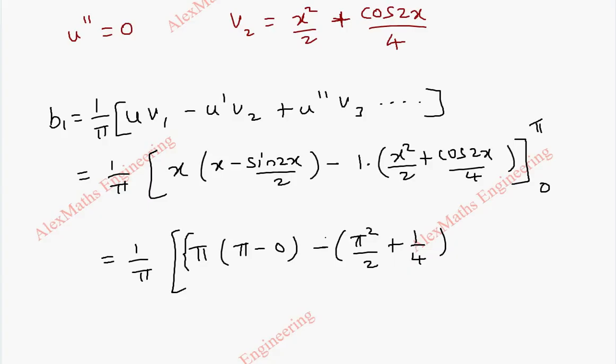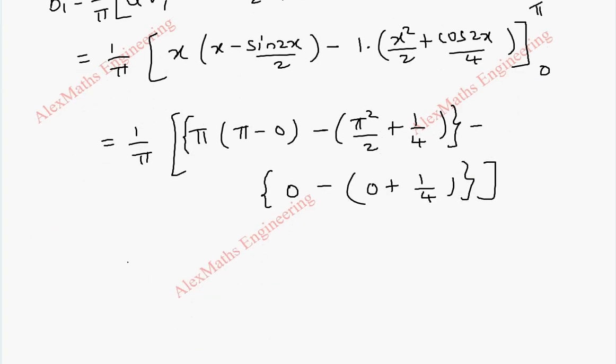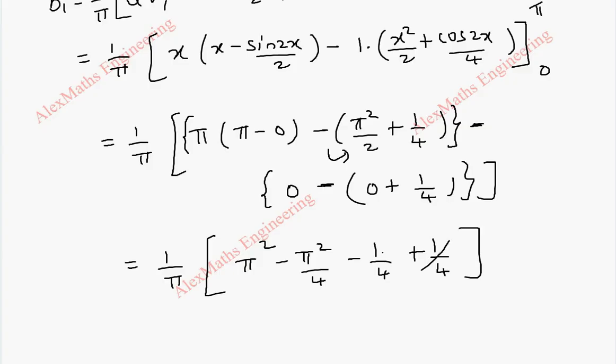and cos 2 pi is 1, so 1 by 4. So completely the upper limit is substituted. Minus, when I substitute the lower limit, the first term is fully 0 because of x, and the second term x square by 2 is also 0, cos 0 is 1, so we have it like this. Now we are going to simplify this further. We have 1 by pi, this is pi square, and this is minus pi square by 2 and minus 1 by 4, and this minus gets cancelled, it will become plus 1 by 4 at the end. So we can cancel these two, and this is pi square by 2, not 4.